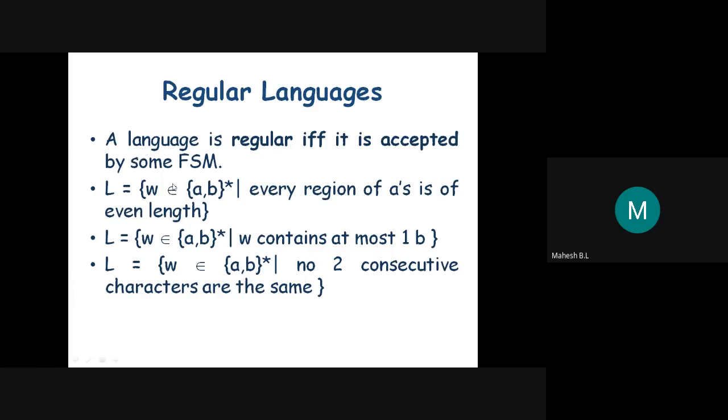L is equal to W belongs to {A, B} star, every run of A is of even length. Then another language, W belongs to {A, B} star, W contains at most one B. Then another language, L is equal to W belongs to {A, B} star, no two consecutive characters are the same.